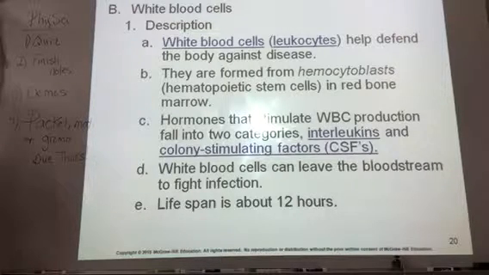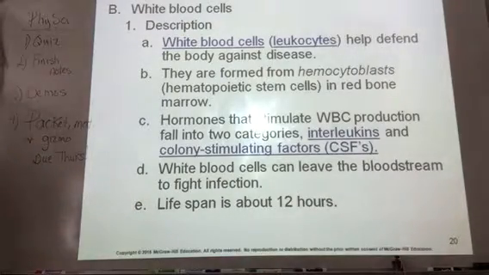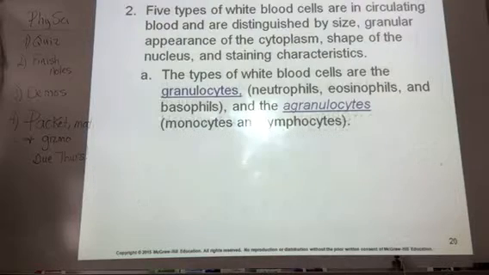White blood cells can leave the bloodstream to fight infection. So white blood cells can actually leave a blood vessel. That might be something new that you guys did not know. Also, white blood cells do not live very long. They typically don't even live 24 hours. Lifespan is about 12 hours.